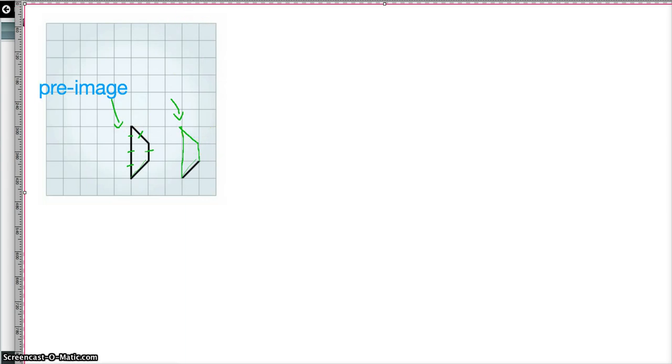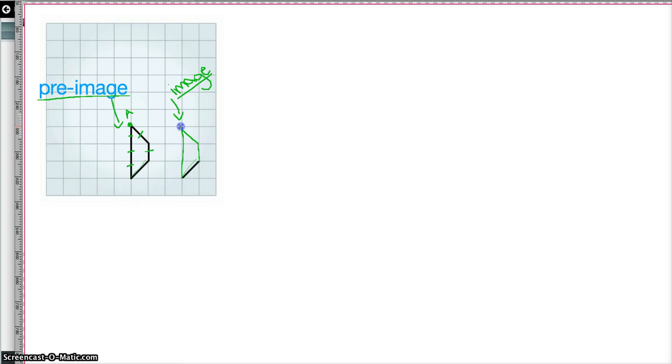A lot of times those terms are easy to mix up because it's not something we say all the time. A lot of times we say the new image or the new picture or something. But in math, we need to distinguish which shape was the original and which one was the new. So the word we have for the original shape was pre-image, and the one we have for the new one is image.